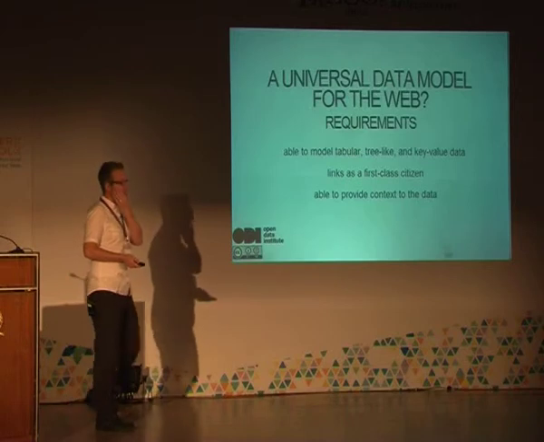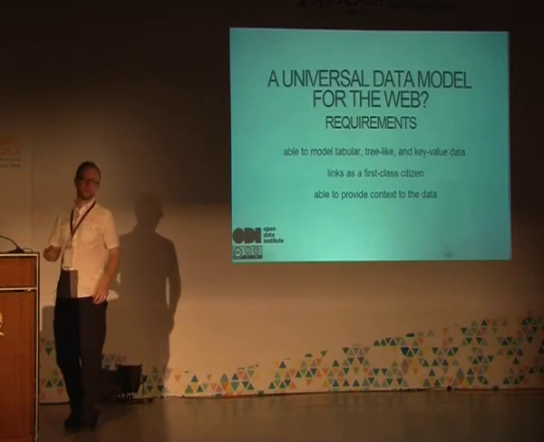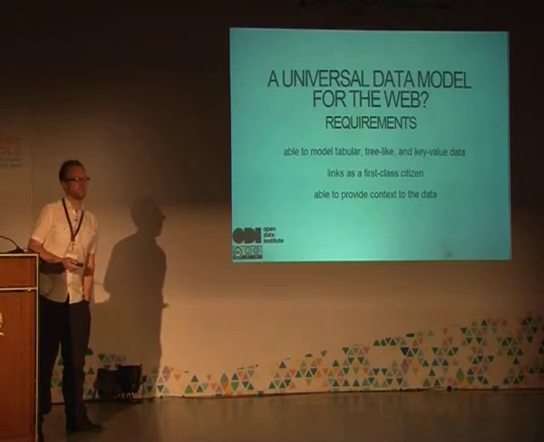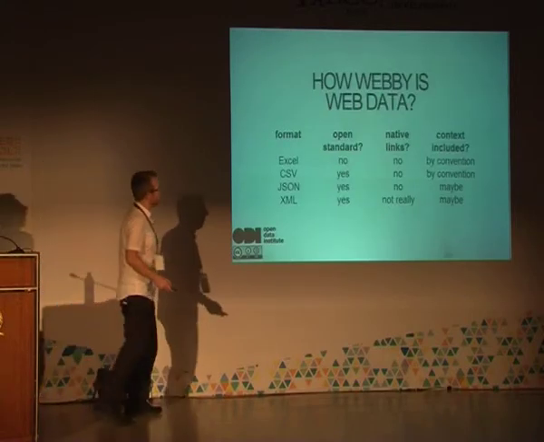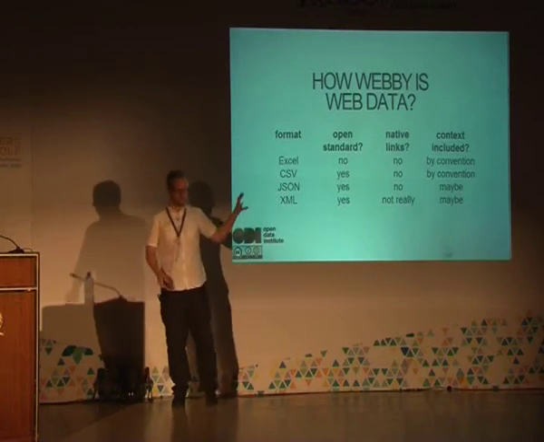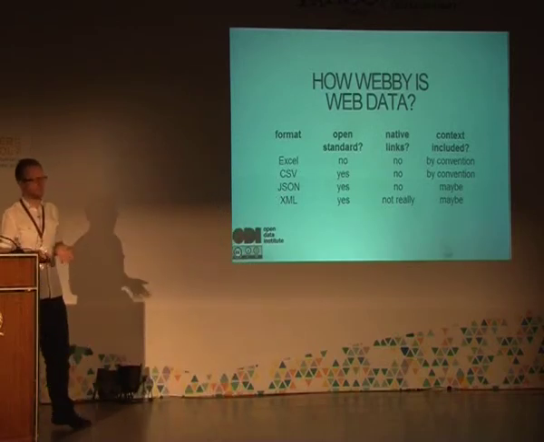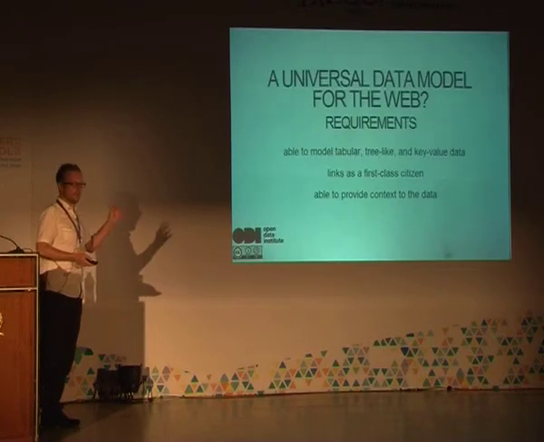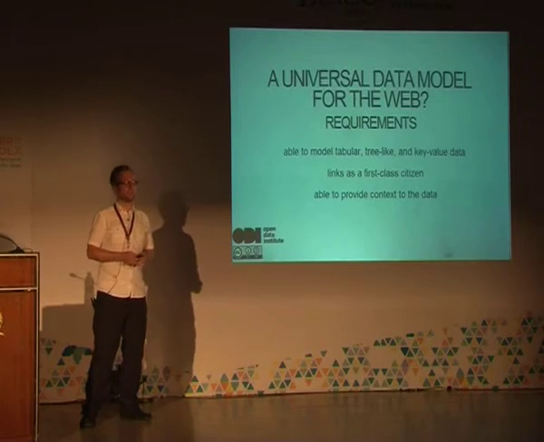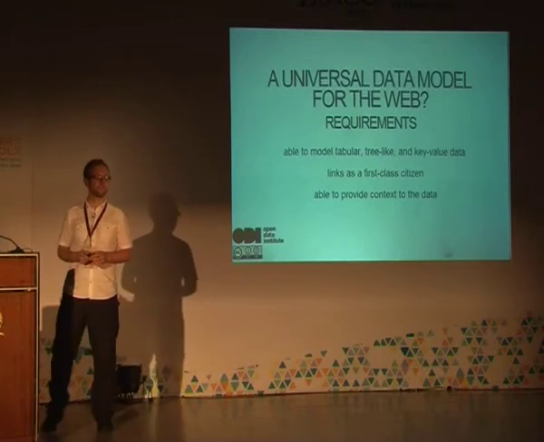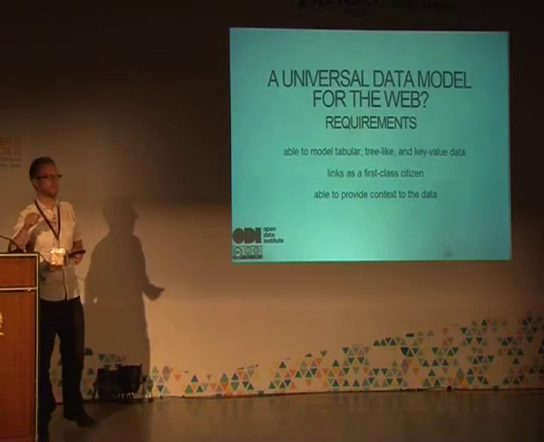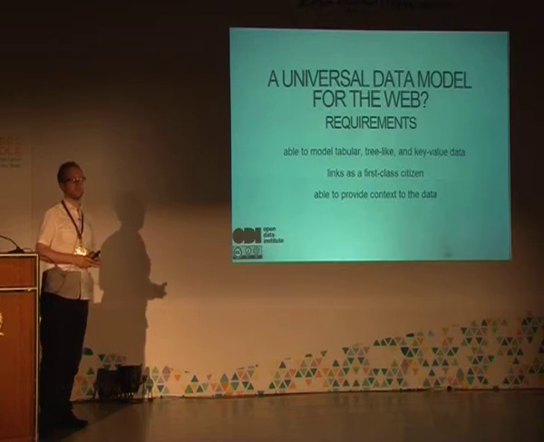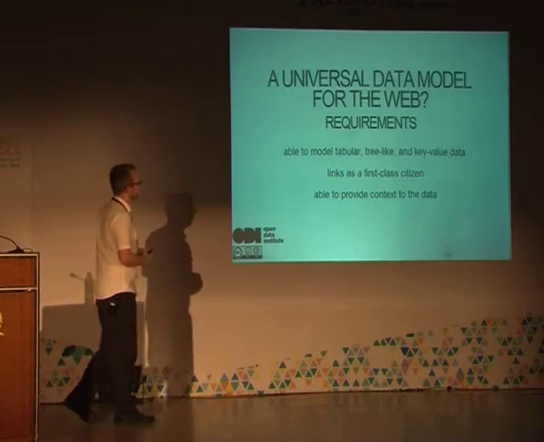So what we need is a universal data model and corresponding formats for the web as a whole. What are the requirements of this? Well, we need to be able to model tabular, tree-like, and key-value data with this format. So we need to be able to handle all the typical general data shapes that XML, JSON and CSV provide. We need links to be a first-class citizen of these data formats. It's not enough to say I can include in my data a string that starts with HTTP. We need some mechanism for conveying to consuming applications that it's a link that should be followed.